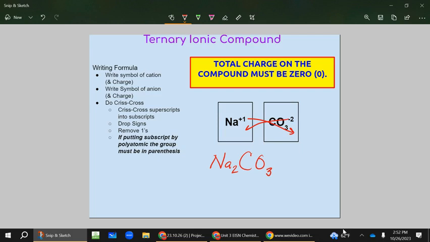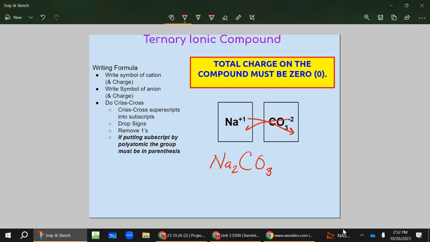Now, what number am I supposed to be putting by this? What number were we bringing down in the crisscross method? A 1. Do we ever write ones? So you're done. That's your compound.